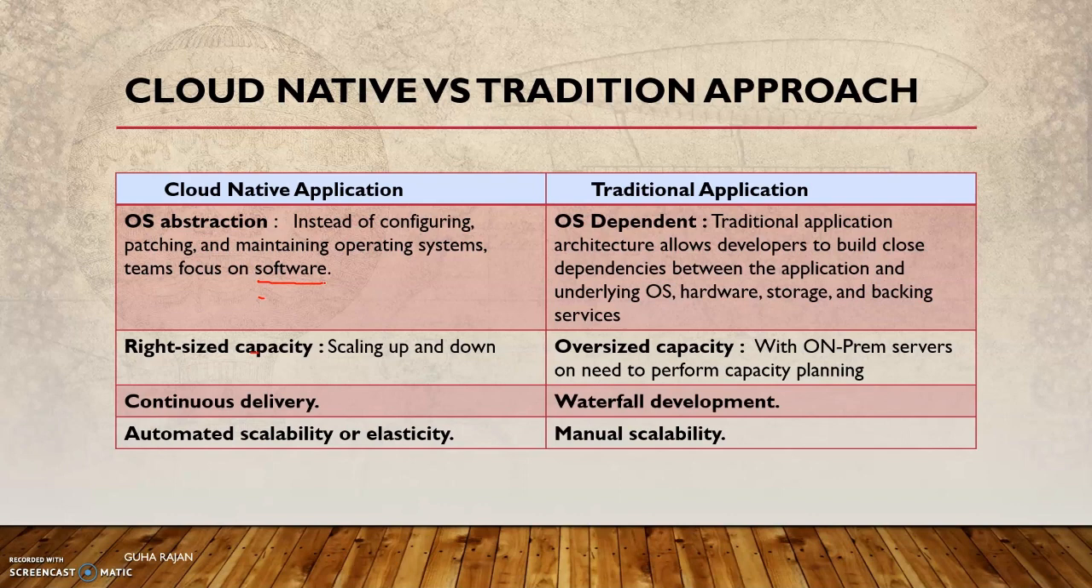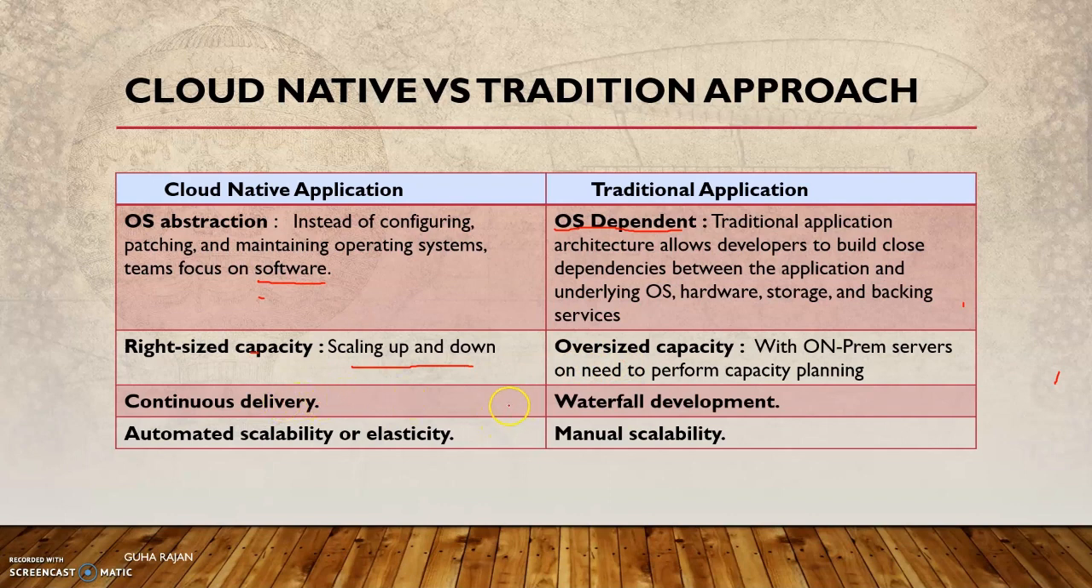Otherwise, if you want to run a Python program in an OS dependent traditional model, you need to have a Python interpreter installed. If you're using a Windows-based machine, the Python should be for Windows, and if it is Unix or Linux-based, it needs to be Python for that specific platform. So the traditional model is operating system dependent, whereas cloud native application is not like that. The other one is right sizing, where scaling up and scaling down is possible.